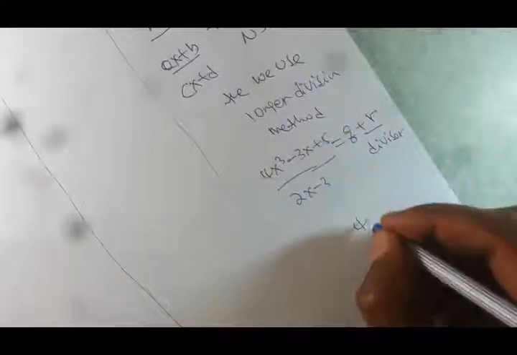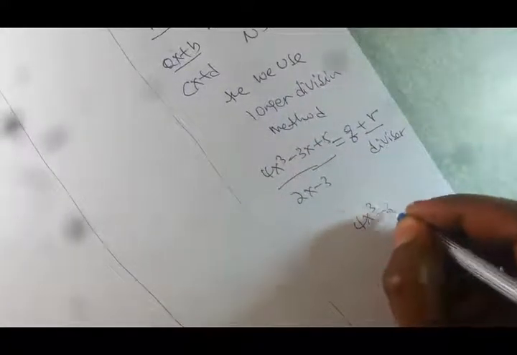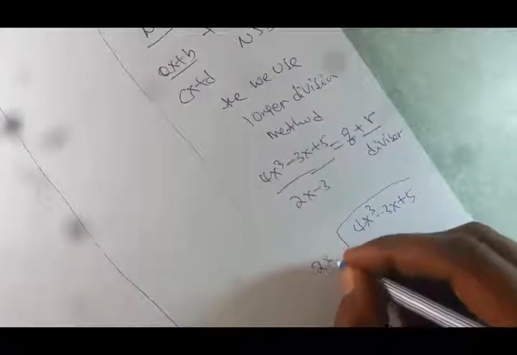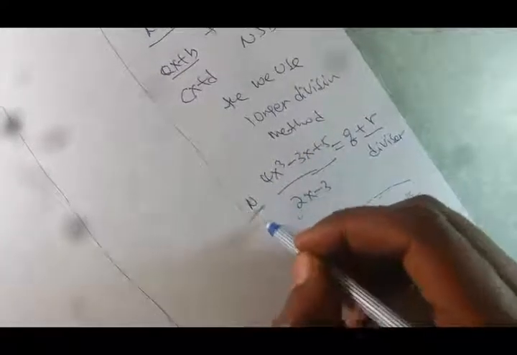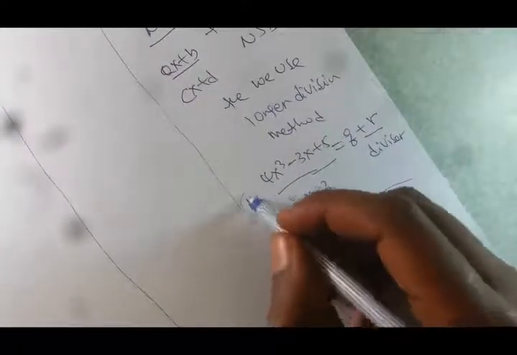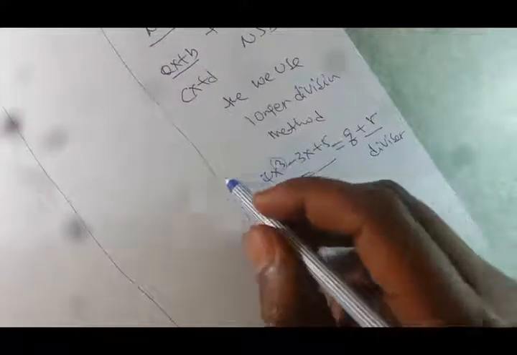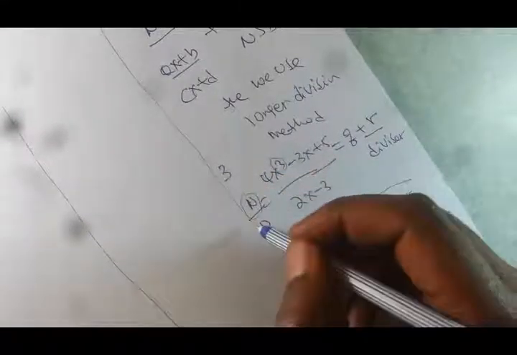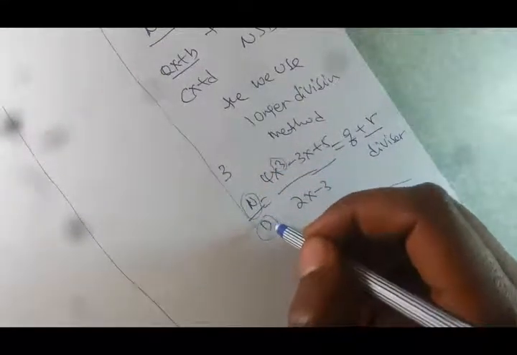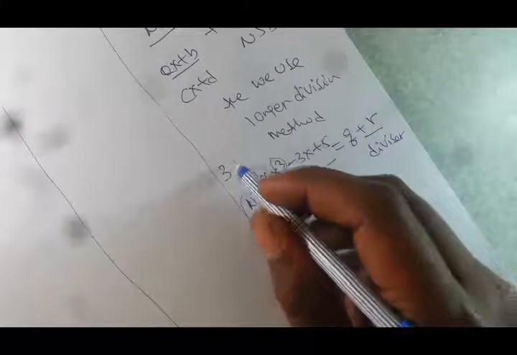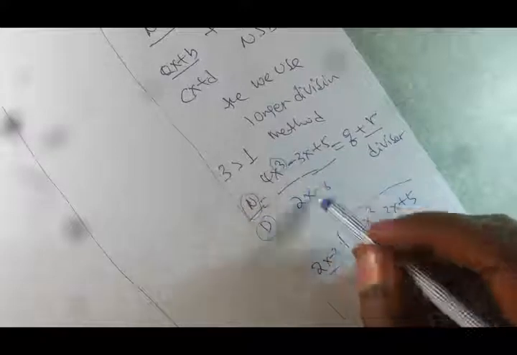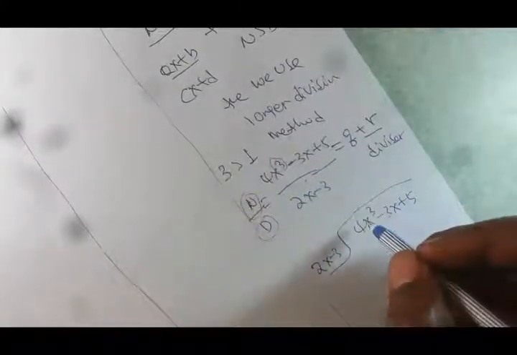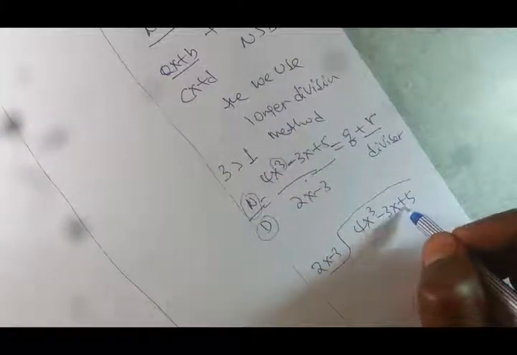Therefore we divide 4x cube minus 3x plus 5 by 2x minus 3. The first step is comparing the numerator power with the denominator. Since the highest degree of the numerator is 3, it is cubic, and the highest degree for the denominator is 1. Therefore 3 is greater than 1. We have to make a division. Therefore 4x cube minus 3x plus 5.